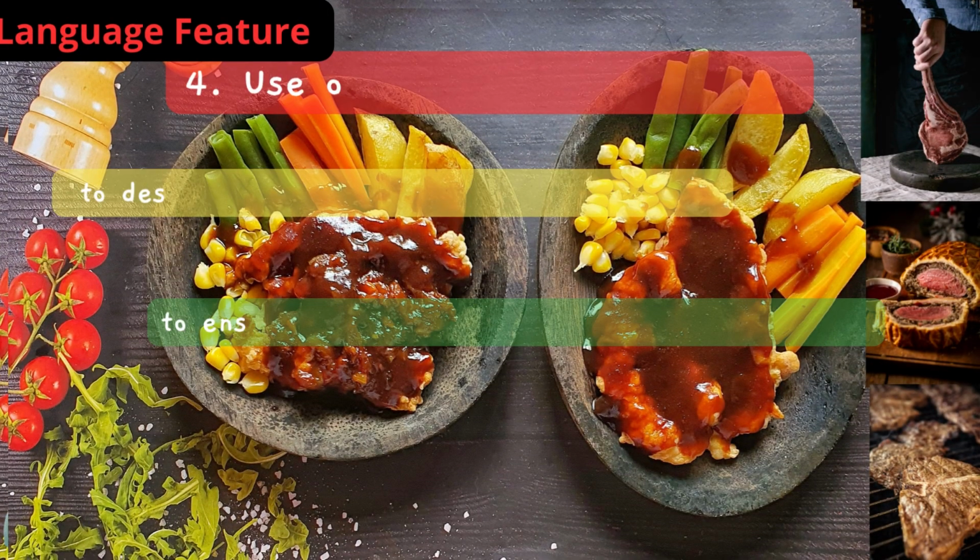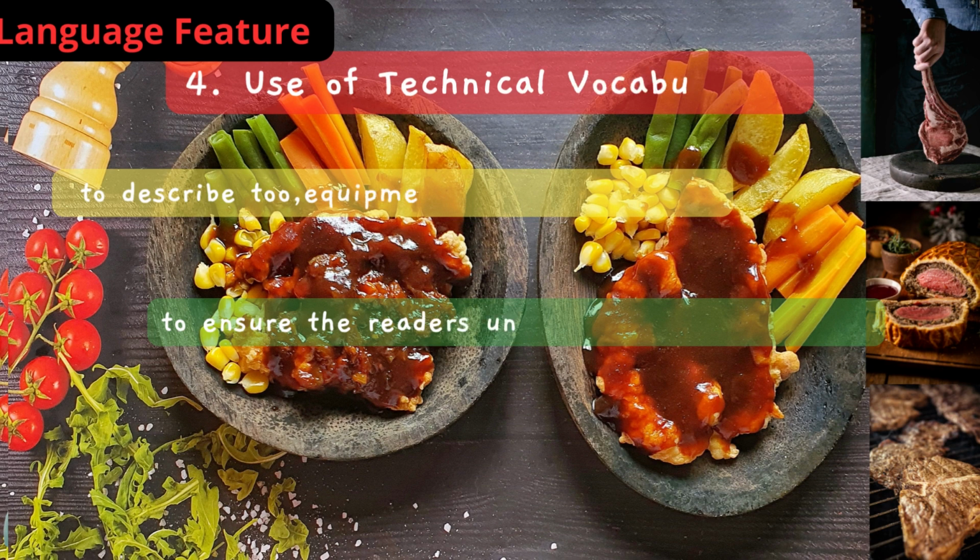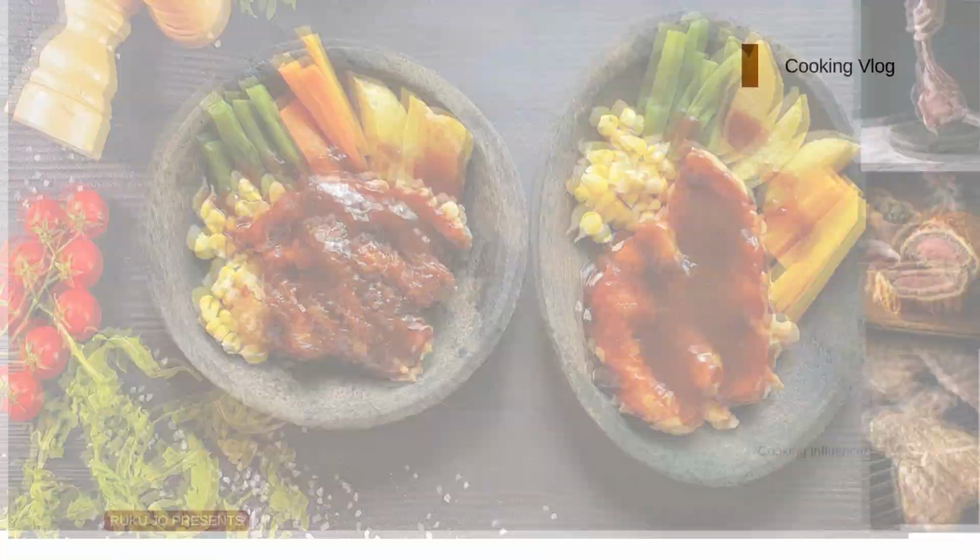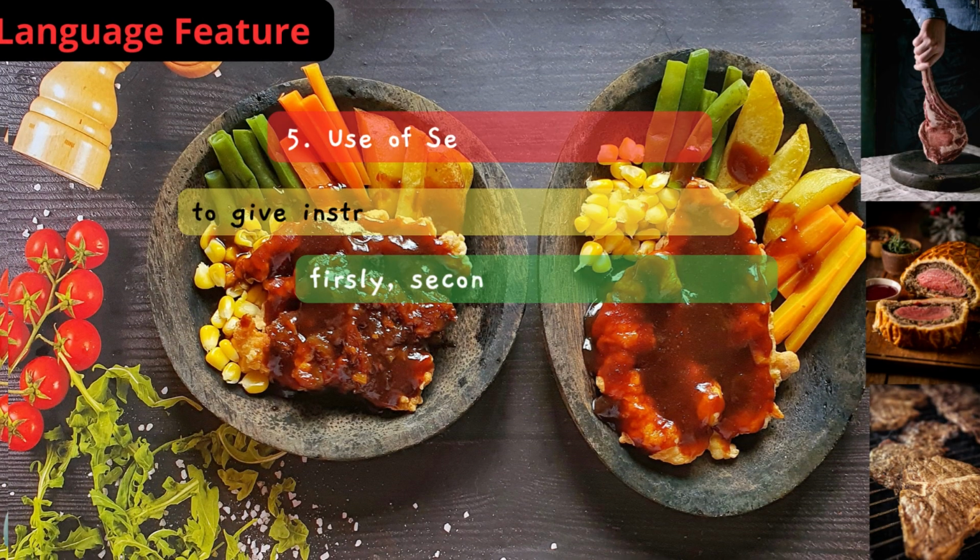4. Use of technical vocabulary. Procedure texts may use technical vocabulary to describe tools, equipment, or ingredients. It is important for the writer to define any technical terms used in the text to ensure the reader understands the instructions. 5. Use of sequencing words.